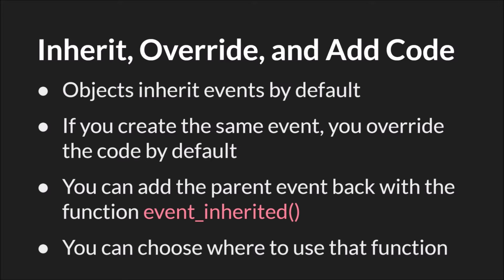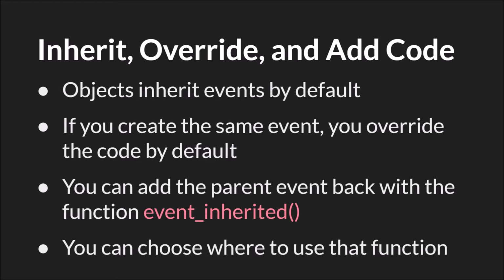But as we said, not only can you create classes or types with inheritance, you can also inherit code. And there's a couple rules to keep in mind when doing this. Objects inherit events by default. If you create the same event in a child object, you will override the parent's event by default. So if object A has a step event and object B is a child of object A, by default, object B will get object A's step event. But if you create a step event in object B, by default, you've overridden object A's step event, and now that code won't affect object B at all.